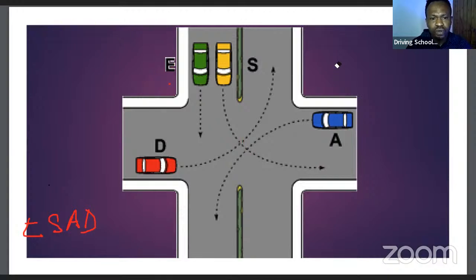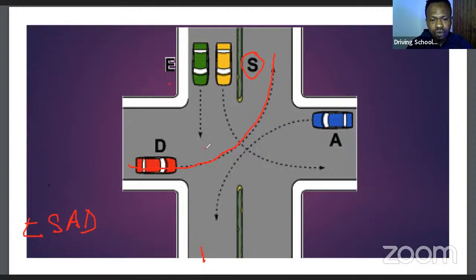Then if we look at vehicle E, the right hand of vehicle E is the whole of this place, because it's going straight, and it has this whole side of the road at its right hand. So vehicle D obviously is coming from the right hand of vehicle E. And now we said vehicle D is turning left. Turning left is intersecting with one vehicle, which is vehicle S.